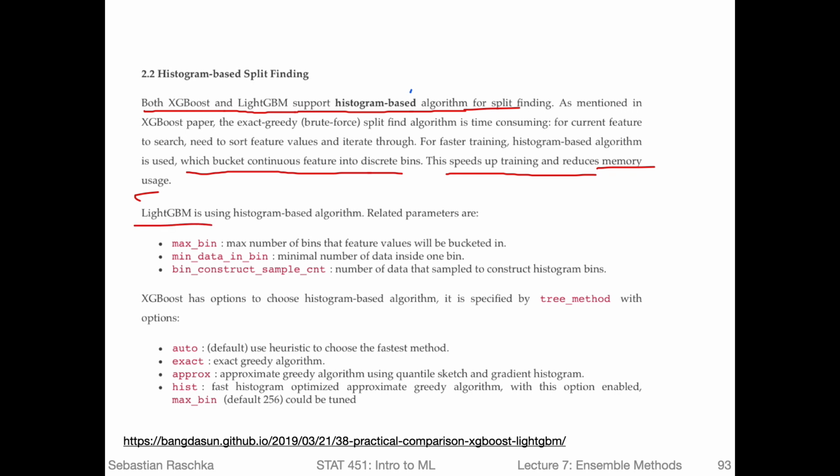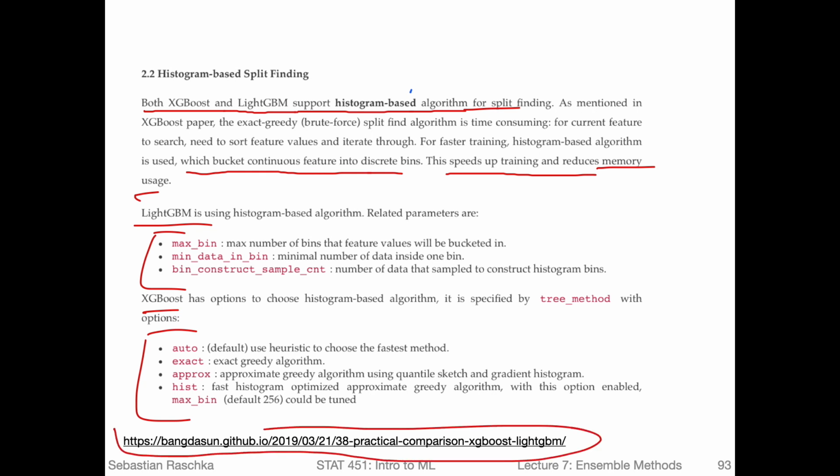Both LightGBM and XGBoost support this histogram-based split finding. LightGBM has some other parameters for that than XGBoost, so here are the hyperparameters for the histogram-based split finding if you want to toy around with that in your implementation when you use it in your class projects. And the article was from this website, which is quite helpful because it has this overview of the histogram-based related algorithms.